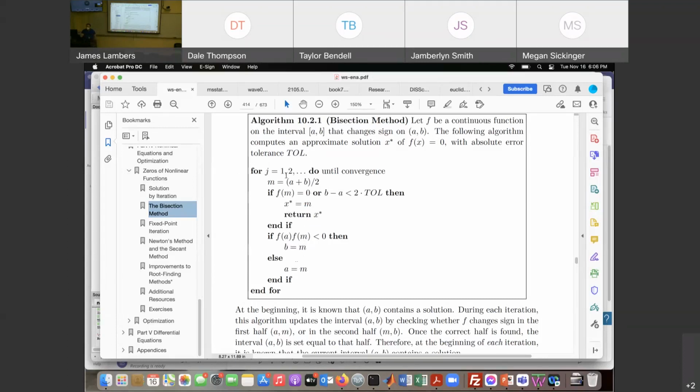So you'll keep going, and it's guaranteed that eventually the interval will get small enough that you know you can stop, because it just keeps getting cut in half, half, half, half, half.